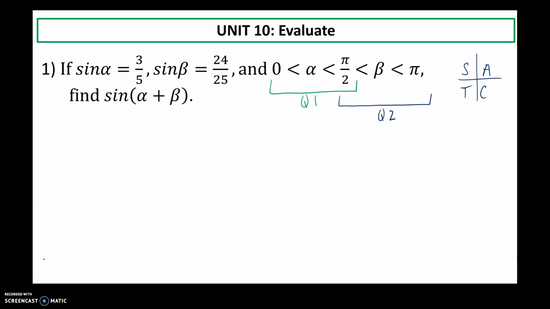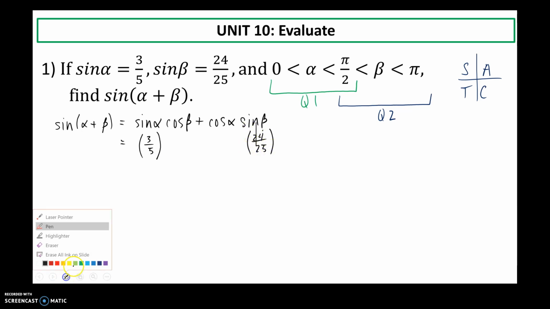Okay, so the question asks us to find the sine of alpha plus beta. So sine of alpha plus beta: sine of the first angle measure, cosine of the second angle measure, keep the operation the same, cosine of the first angle measure times the sine of the second angle measure. Now when we look at what's given, we know the sine of alpha is 3/5 and we know the sine of beta is 24/25.